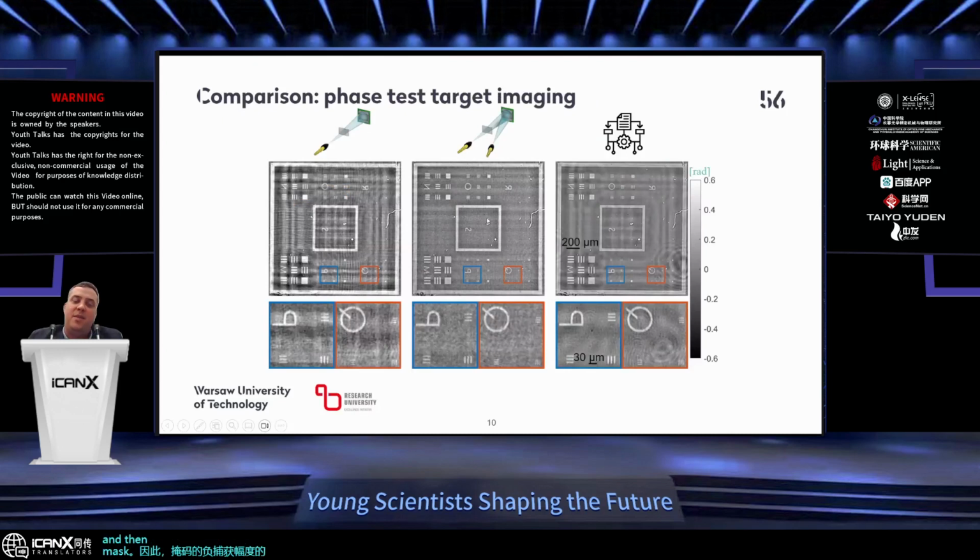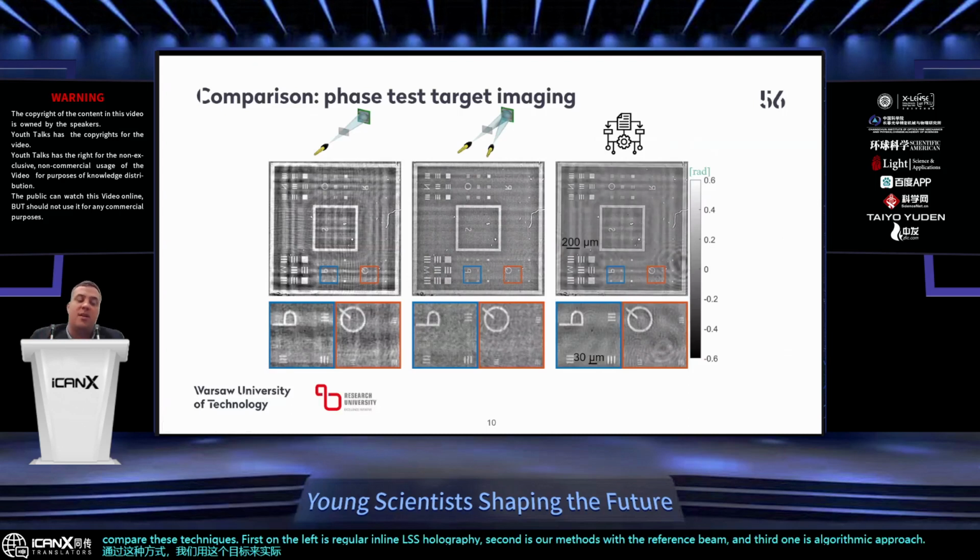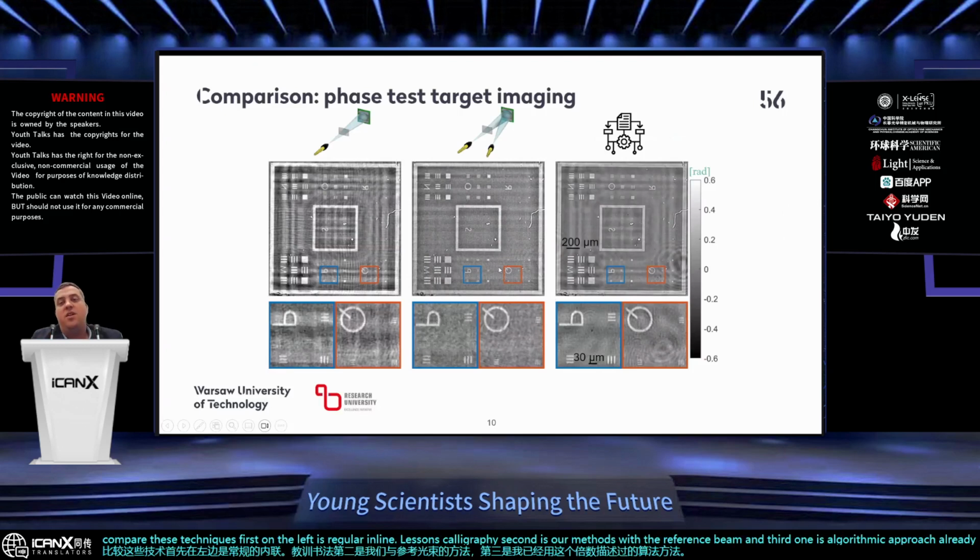By this means, we use the phase test target to actually compare these techniques. First, on the left is regular inline lensless holography. Second is our method with the reference beam. And third is the algorithmic approach, already described by me, with multiple holograms. We can see that overall, in both a large field of view and a small field of view, the twin image is removed very nicely, with the resolution at the same level.